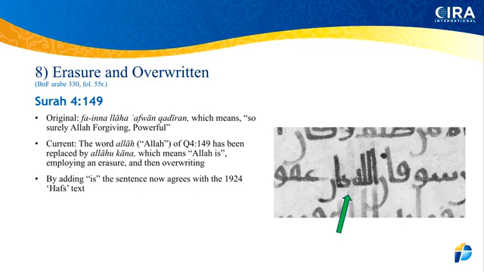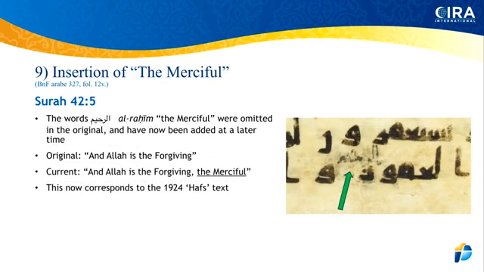All right. Let's go on to number 9. So number 9 is an insertion of the word merciful. This is also from the Petropolitan, the same one we looked at earlier.